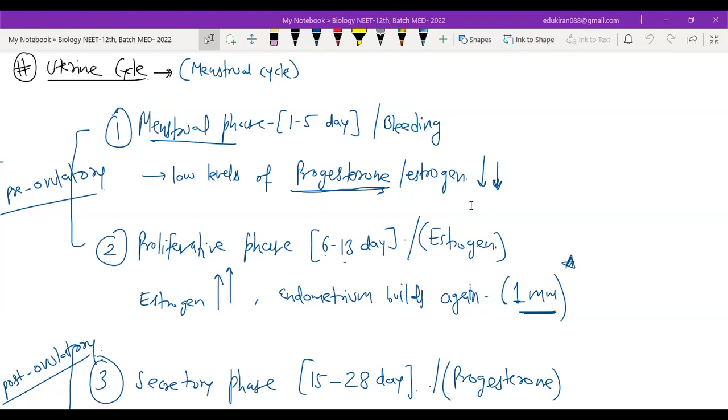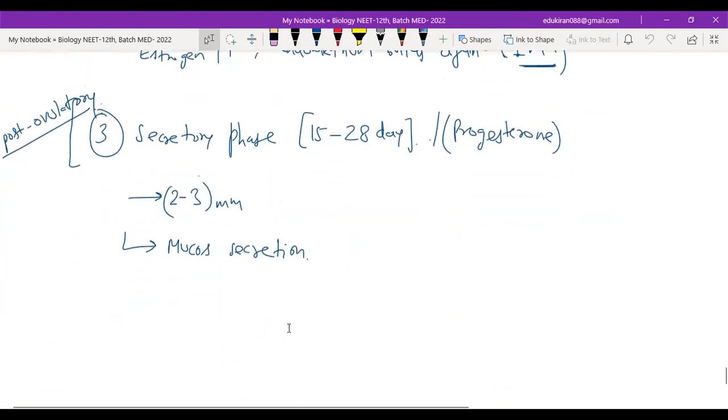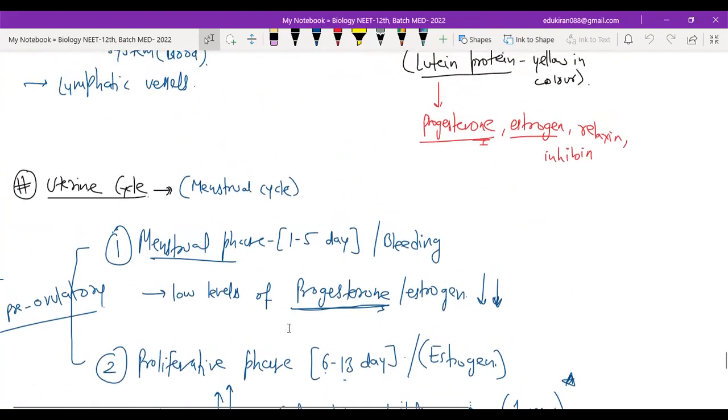The ovulation phase happens on the 14th day, that is mid cycle, and then the secretory phase happens from the 15th day to the 20th day, in which the progesterone level rises because of the corpus luteum, and the endometrium starts becoming thicker. We also discussed menstrual anemia, which happens because of deficiency of RBC and hemoglobin due to periodic loss of blood.